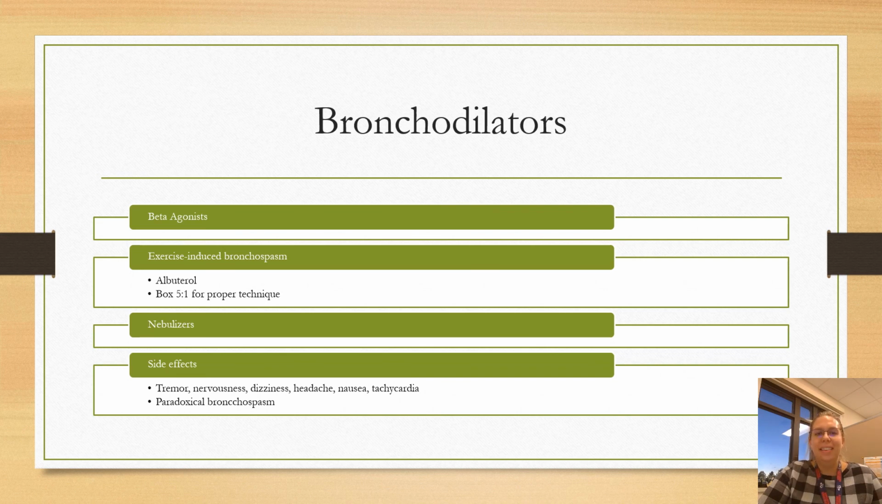And then sometimes, unfortunately, you get a paradoxical bronchospasm. So people are taking this medicine to help relieve their wheezing from their bronchospasms, and then it actually sends them into the bronchospasm. So that occurs in about 8% of people that use bronchodilators. So often enough, we need to be aware of it.